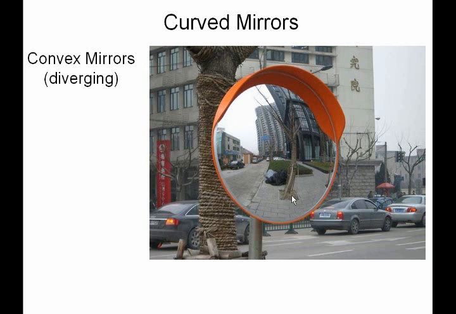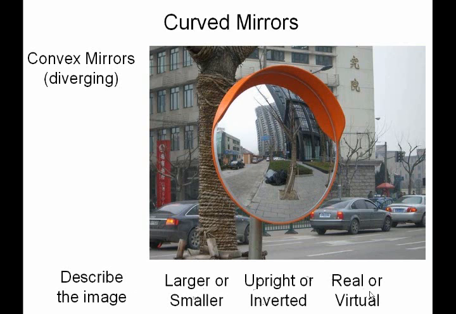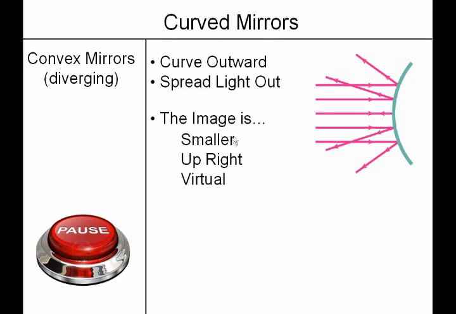It's upright. And when we're describing images, I'm going to ask you to describe it with these three sets of words: either larger or smaller, upright or inverted, real or virtual. For the last one, virtual, we recognize virtual images because they are upright. We recognize real images because they are inverted. But that is not what the definition of these words are. I'll show the definition when we do the ray diagrams. For a convex mirror, the image is always smaller, always upright, always virtual. Pause and copy.